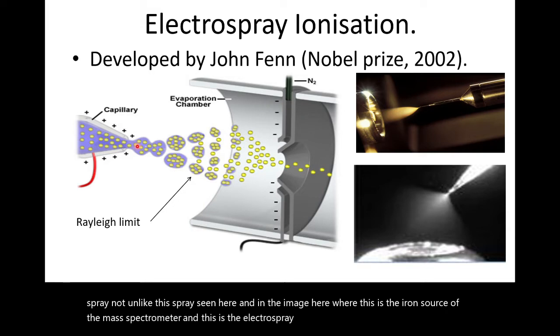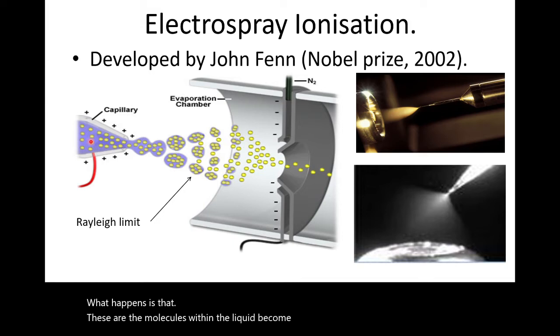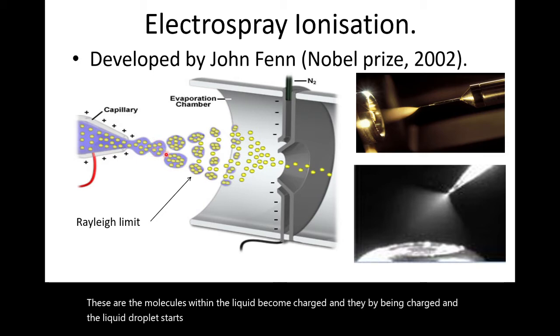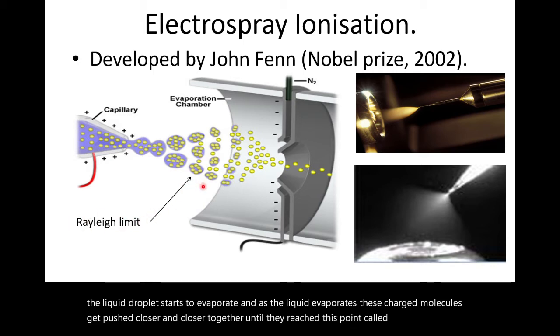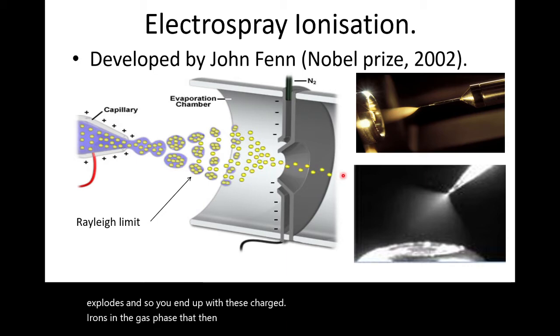And so what happens is that the molecules within the liquid become charged, and the liquid droplet starts to evaporate. And as the liquid evaporates, these charged molecules get pushed closer and closer together until they reach this point called the Rayleigh limit, where the charge density overcomes the surface tension of the droplet, and the droplet explodes. And so you end up with these charged ions in the gas phase that then move into the mass spectrometer.